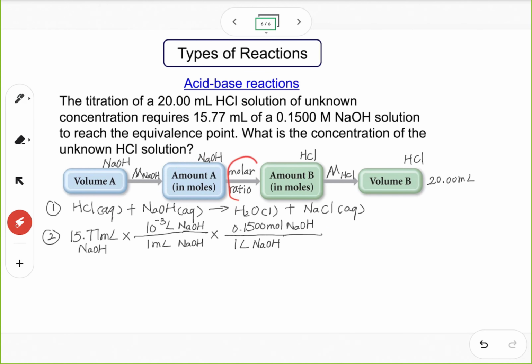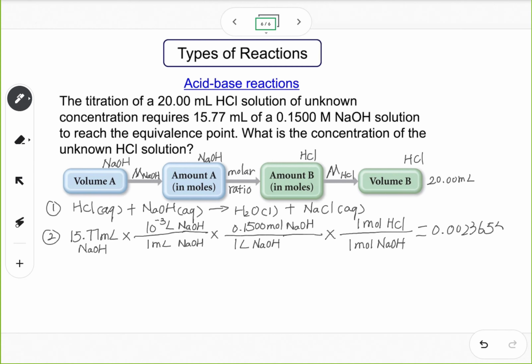Now the next thing is to use the molar ratio between sodium hydroxide and HCl to find the mole number of HCl. 1 mole of sodium hydroxide versus 1 mole of HCl. And if you do the calculation, it will be 0.0023655 mole of HCl. And we are supposed to have 4 significant figures.